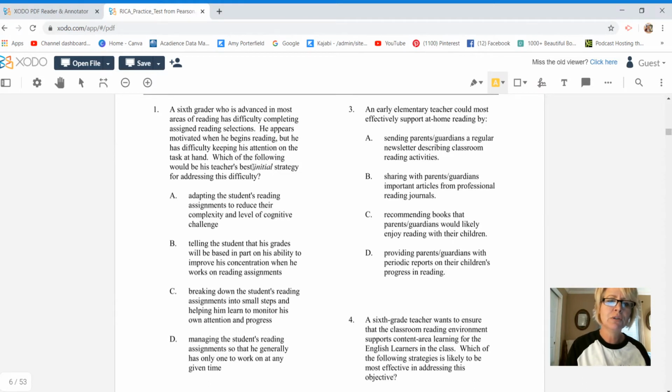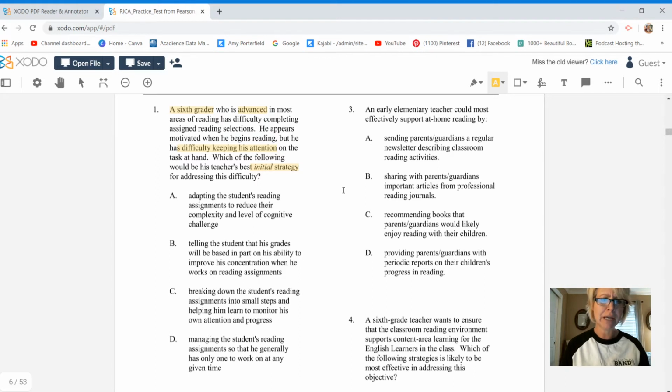So the first thing I notice is I want to talk about the initial strategy. There may be more than one strategy here, but I want to know, what do I do first? And there might be some that are okay, but I want to choose the best one. I also always like to take note of the age or grade of the student. We have a 6th grader here, and he's advanced, if you'll notice, in most areas of reading. He just has a difficult time keeping his attention so that he can finish the task. So those are some important things to know. So let's see what our choices are.